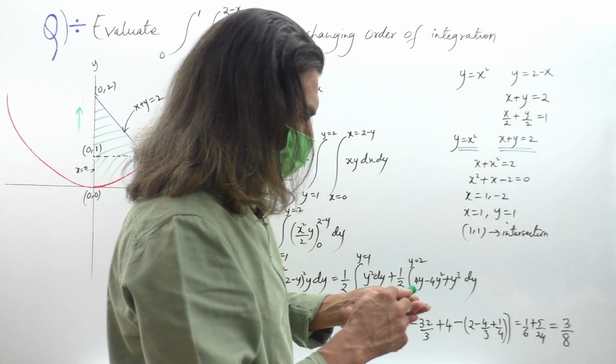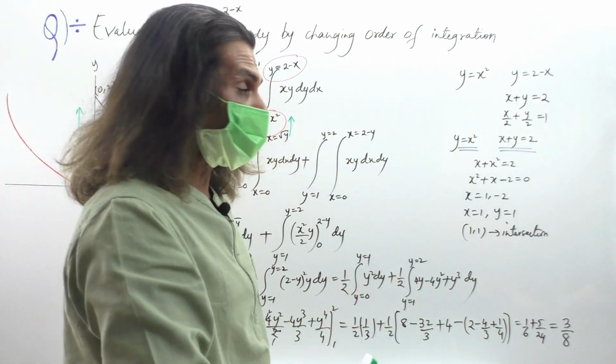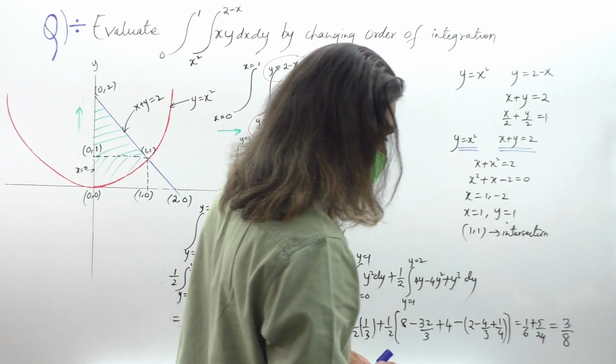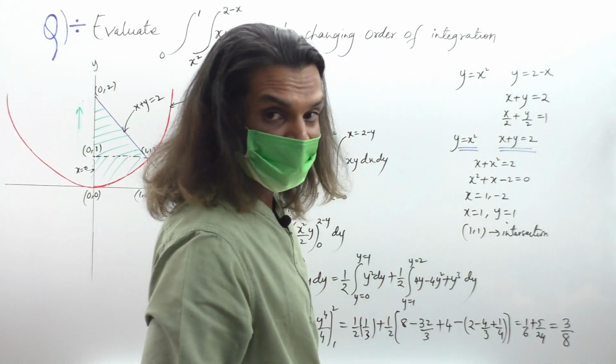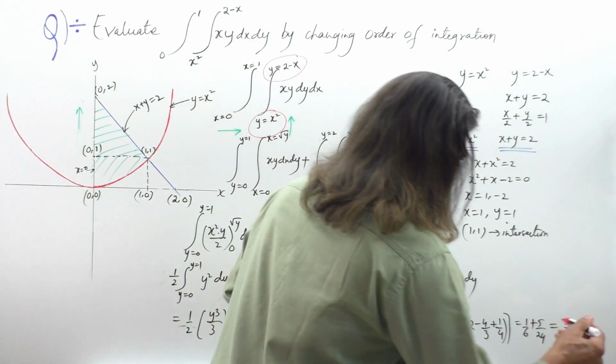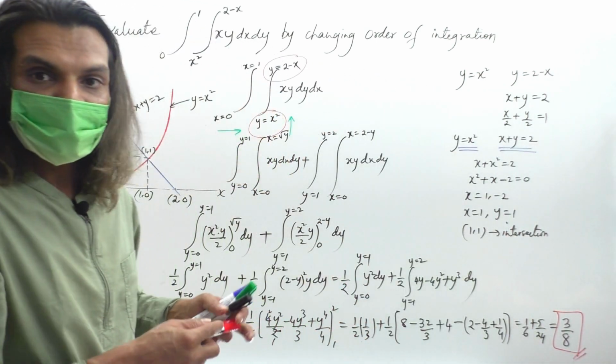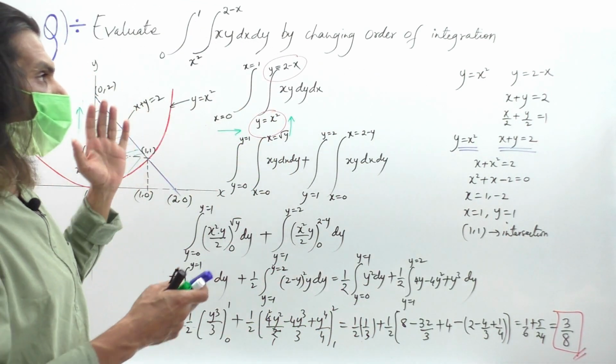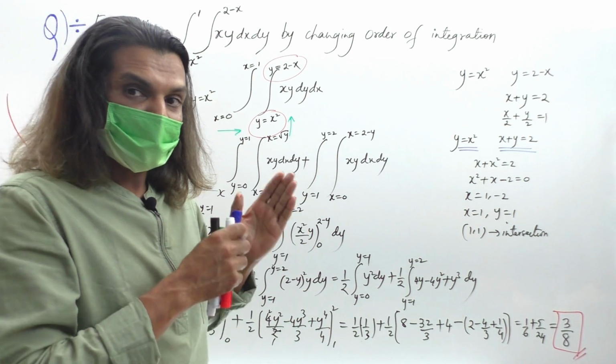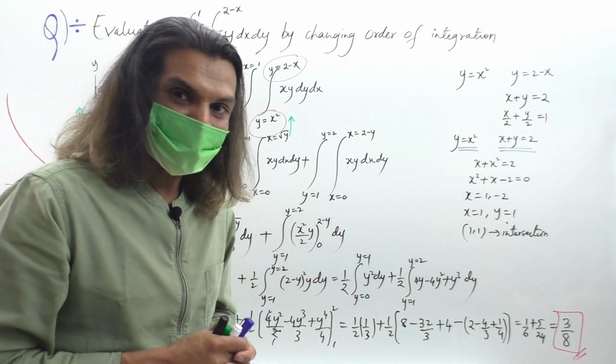So the solution for this question, adding both the integrals, is nothing but 3 by 8. Okay, so that is how it is solved. I hope you understood the solution here, but the main thing is you need to practice it to see how it works. Okay, fine.